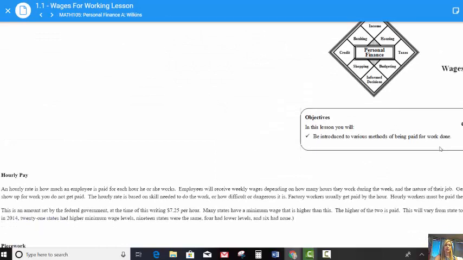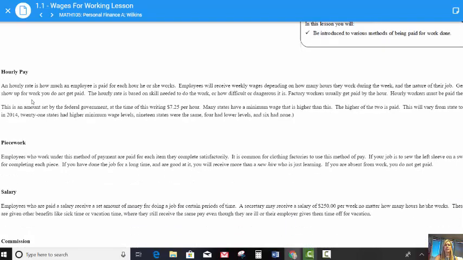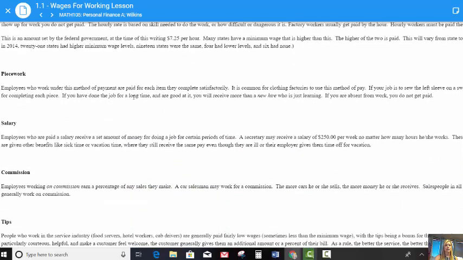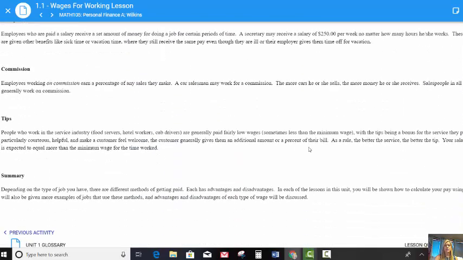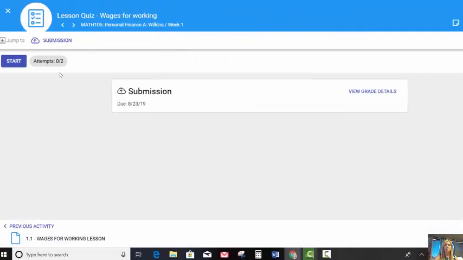This is the way that your lessons look. So you'll have your lesson title at the top, and then it'll go straight into the content. So this first lesson is mainly working on some terminology. So it's explaining the difference between hourly pay, piecework, salary, and commission. So you'll want to know the difference between those. And then you'll take a quiz that accompanies that lesson.